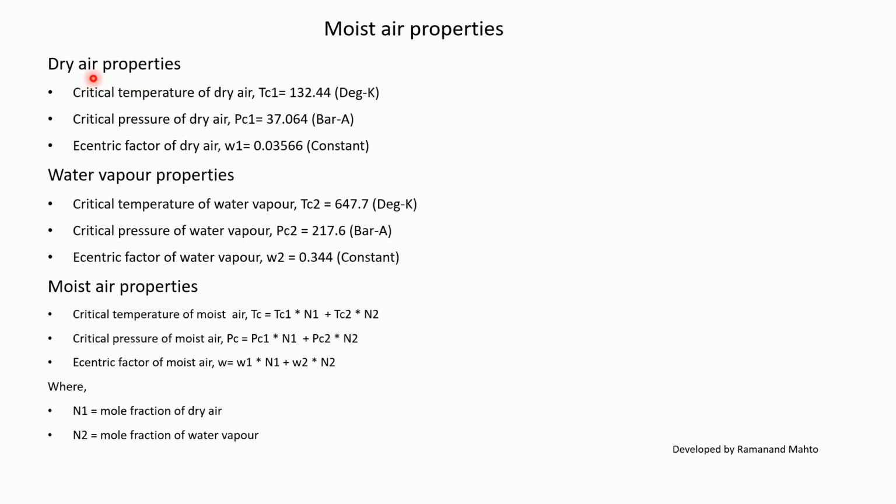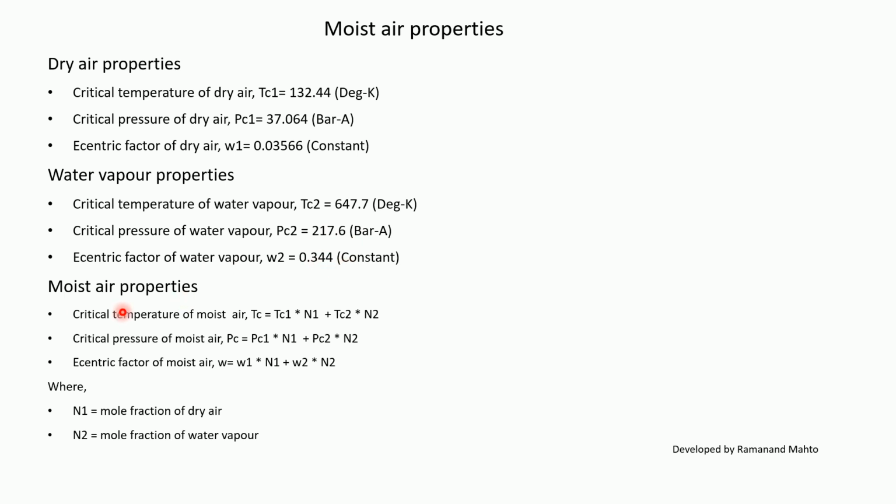Moist air properties, dry air properties. Critical temperature of dry air, we can write Tc1, which is 132.44 degrees Kelvin. Critical pressure of dry air is Pc1, which is 37.064 bar absolute. And eccentric factor of dry air is W1, which is 0.03566. Water vapor properties: critical temperature of water vapor is Tc2, which is 647.7 degrees Kelvin. Critical pressure of water vapor Pc2 is 217.6 bar absolute, and eccentric factor of water vapor W2 is 0.344, constant.